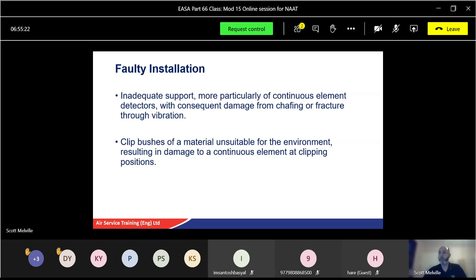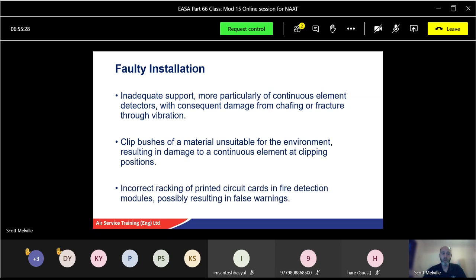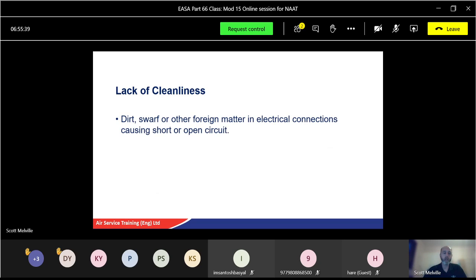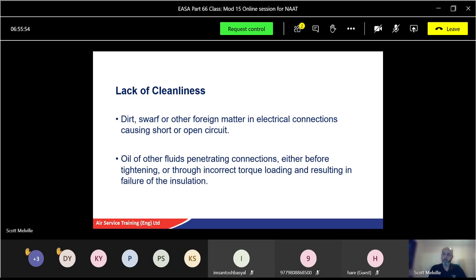Clip bushes, again, a material unsuitable for the environment, resulting in damage to the continuous element at clipping positions. Or incorrect routing, racking, printed circuit boards, and fire detection modules, possibly resulting in false warnings. And the classic lack of cleanliness: dirt, swarf, anything that shouldn't be in there, on electrical connections, causing a short or indeed an open circuit. Keep things clean. Keep your hands clean, so if you're handling stuff like this, make sure you're clean as well. Do it in a clean environment. Oil or other fluids penetrating connections, either before tightening or through incorrect torque loading, resulting in failure of the insulation.